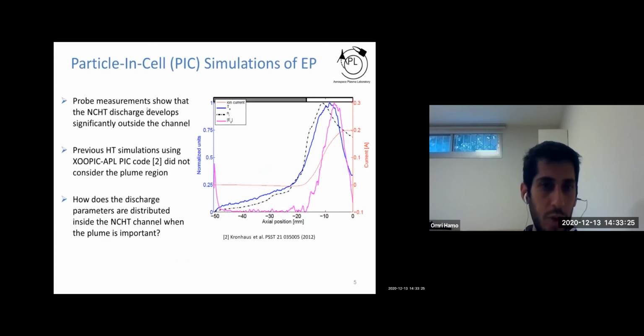So recent probe measurements show that the NCHT discharge develops significantly outside the channel, which is fairly uncommon for a Hall thruster. Previous Hall thruster simulation in our lab using the ZUPIC APL particle-in-cell code didn't consider the plume region. So an important question for our research is, how are the discharge parameters distributed inside the NCHT channel when the plume is included and we take it into consideration?